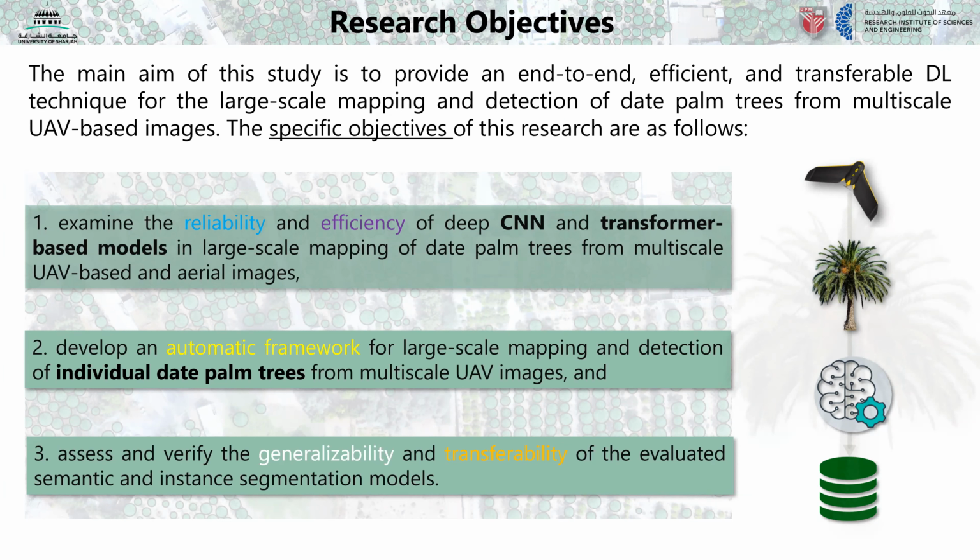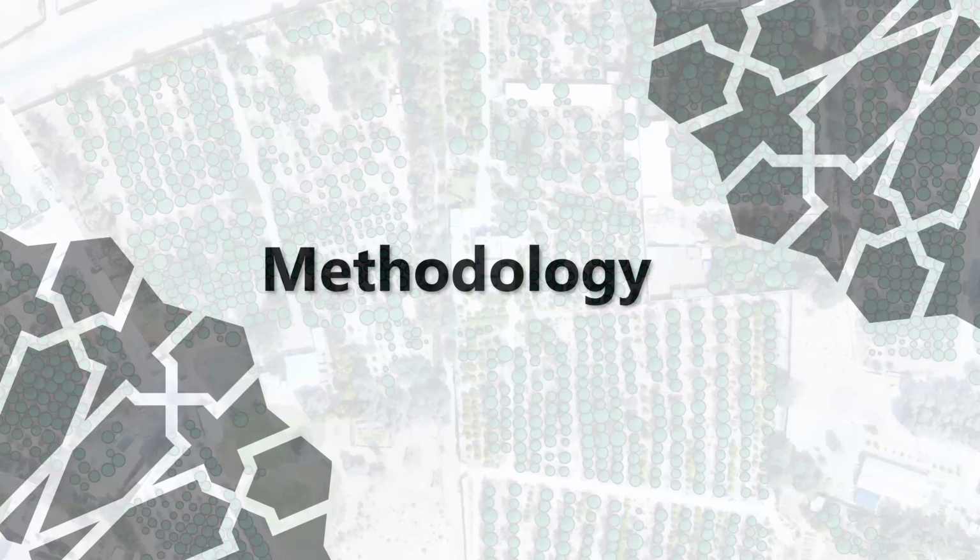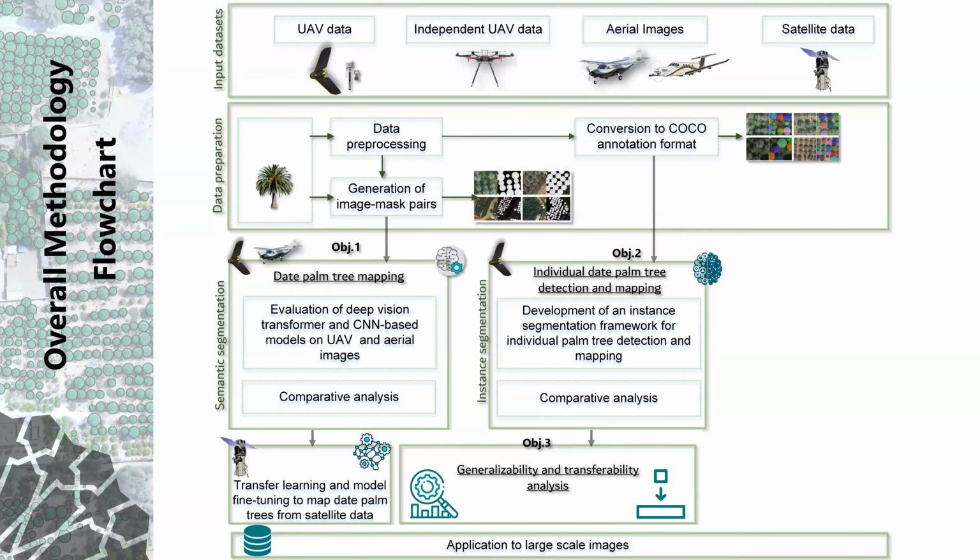This is the methodology here. We are focusing on two of the main vision tasks, which are instance and semantic segmentation. Generally, this is the overall framework or flowchart. It starts with data collection.